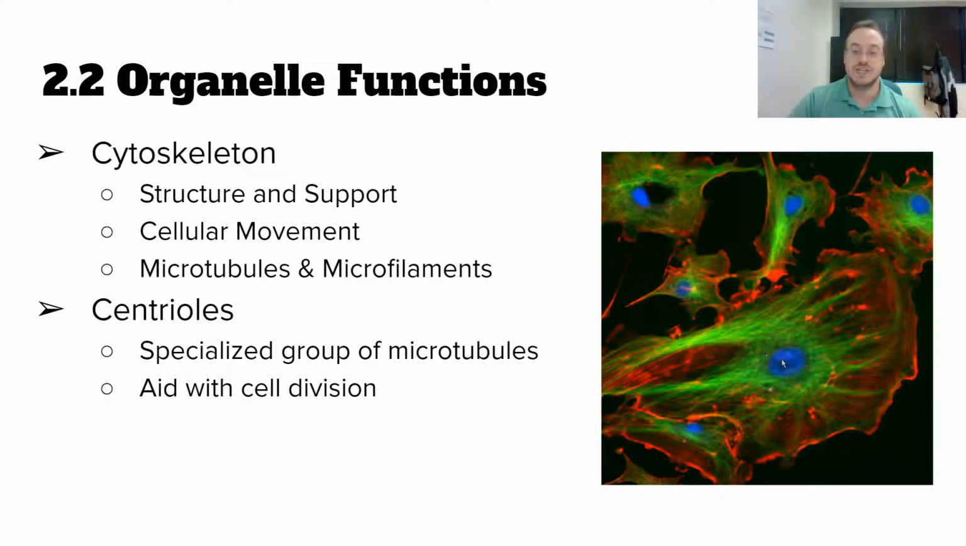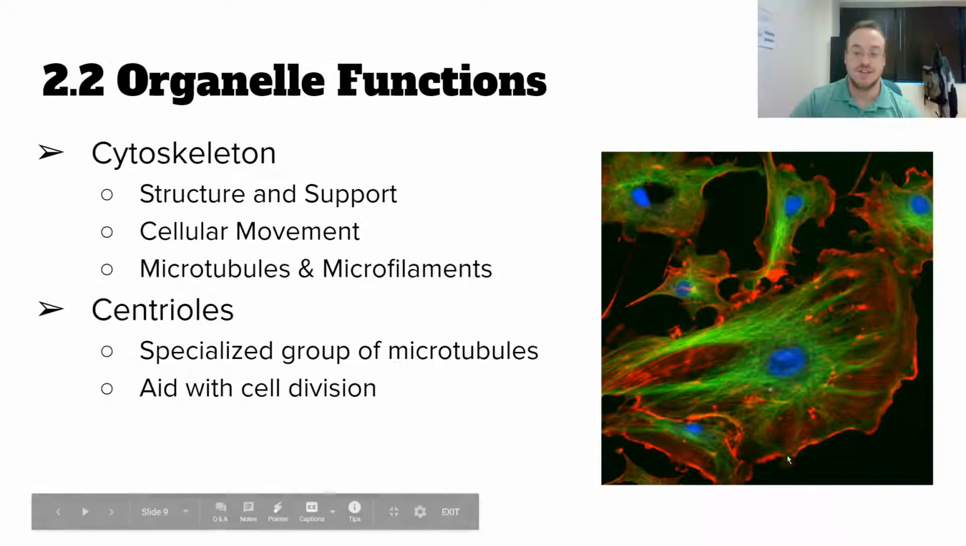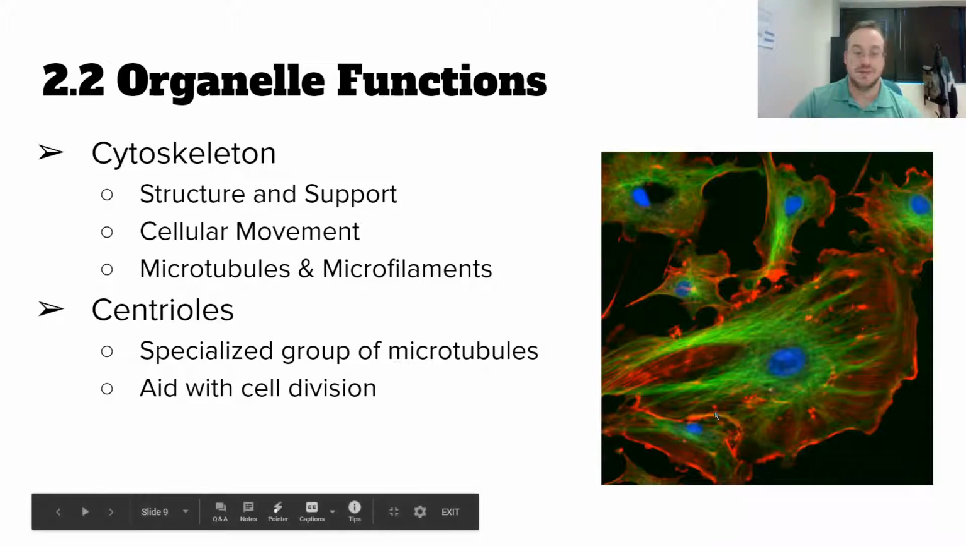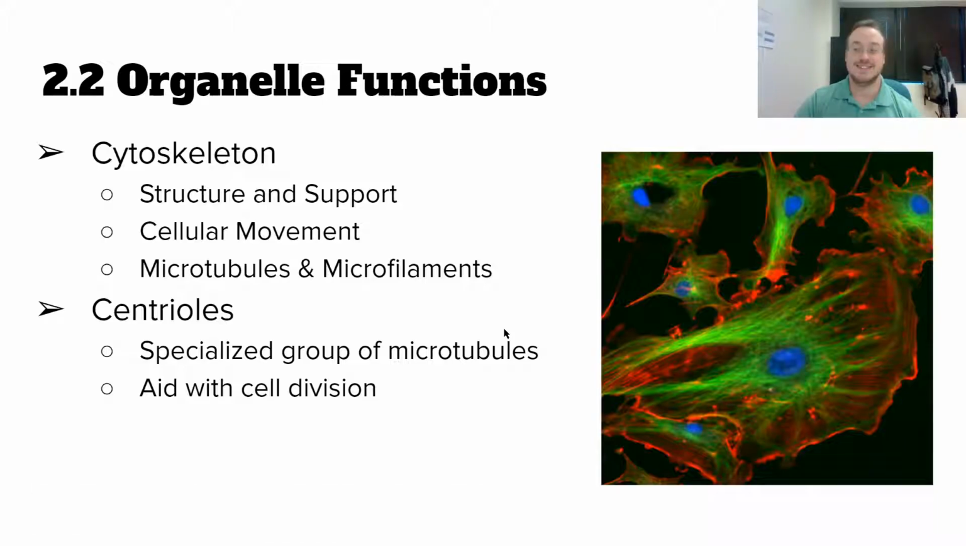So we've got the nucleus in the center. The cell membrane is the red stuff all along the outside. And this green is the microtubules and microfilaments. Something I also want to talk about here is something called a centriole, which is just a group of microtubules that do a specific function. And that is to help with cell division. So when a cell splits. We will talk about that more later in this unit.